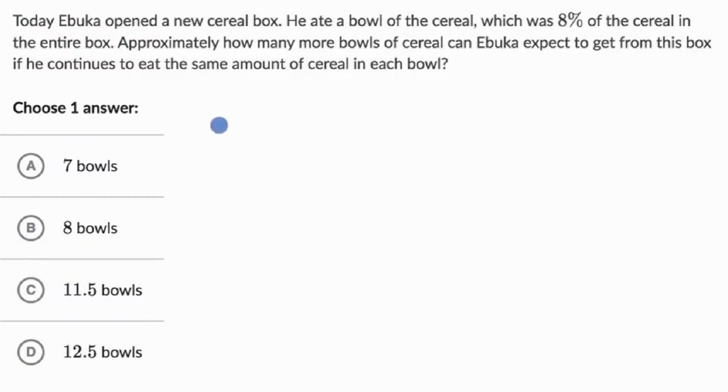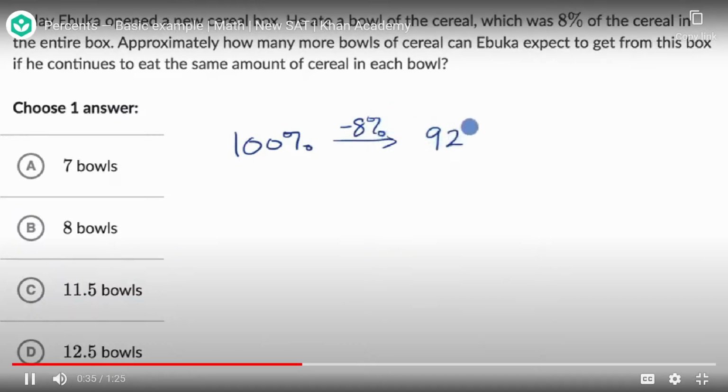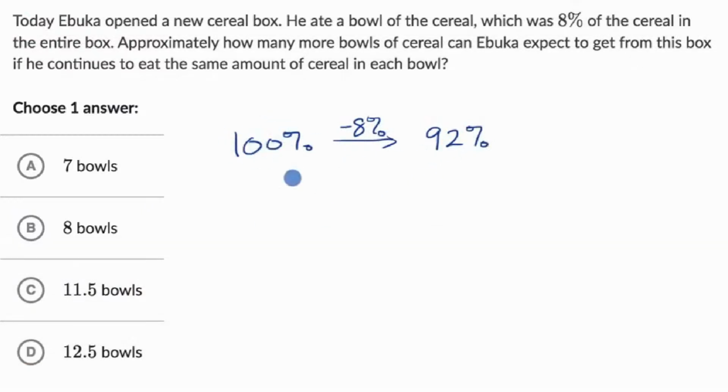You could say, all right, the box starts off with 100% of the cereal. Then in that first bowl, he eats 8%, and so you're left with 92% of the original amount of cereal. And then every time he's going to eat 8% of the original amount that was in the box. So if now we have 92% of the original amount of the box, and at every serving he's going to eat 8% of it, we just divide by 8% to figure out how many servings he'd have.